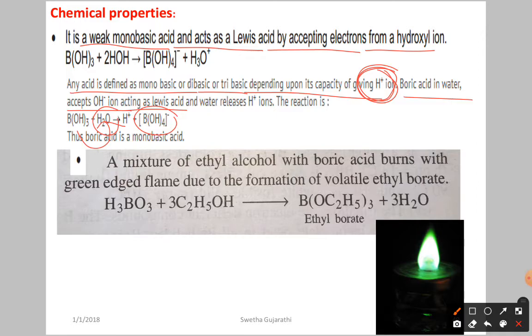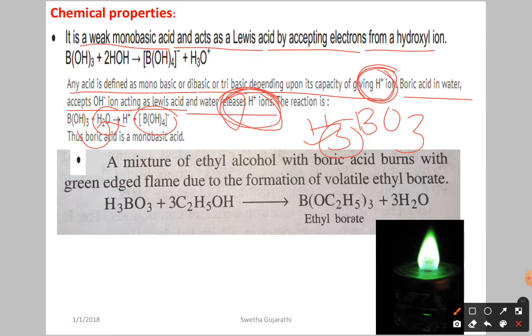BOH taken 4 minus. Then after that it's going to release H plus. That's why it's called monobasic: even though the boric acid has the molecular formula H3BO3, meaning 3 protons are there, it gives only one proton. And that too it gives only in the presence of water. If water is not there, it does not give it by itself. Only in the presence of water is it going to give.